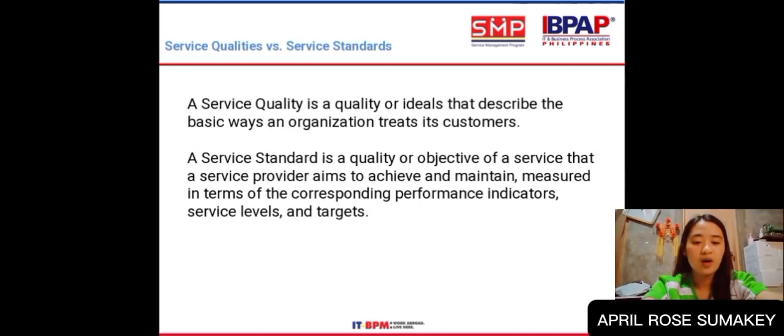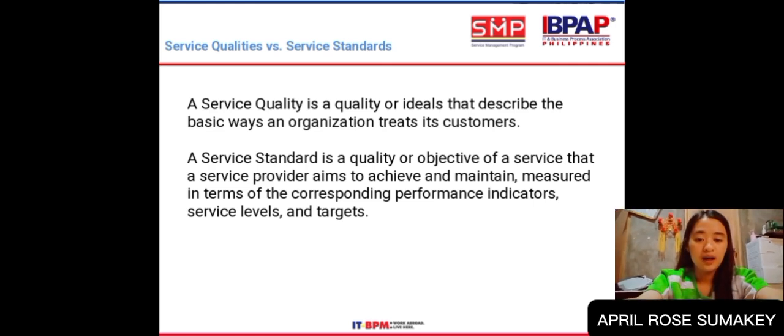A service quality is a quality or ideal that describes the basic ways an organization treats its customers. A service standard is a quality or objective of a service that a service provider aims to achieve and maintain, measured in terms of the corresponding performance indicators, service levels, and targets.